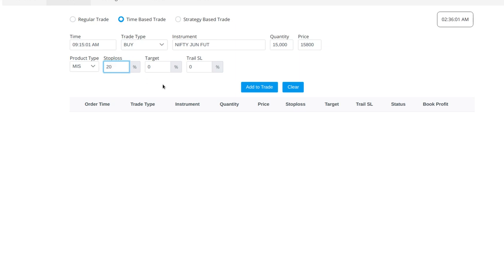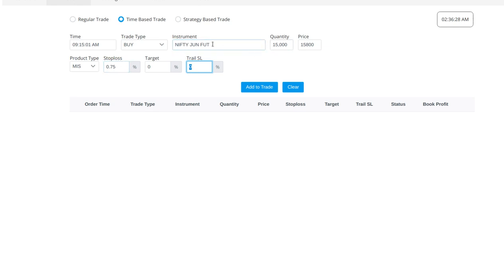So for example, if you specify stop loss as 0.75%, then it will keep the stop loss at 0.75% of the 15,800 points. Okay. And target and all is based on percentages, similar to the regular order, nothing new, nothing special.